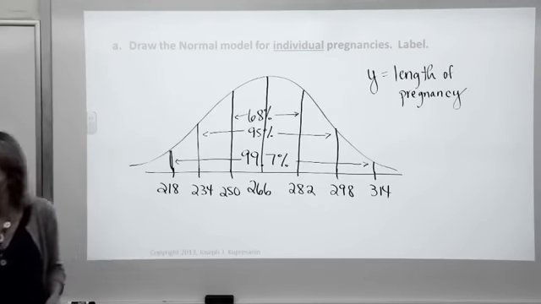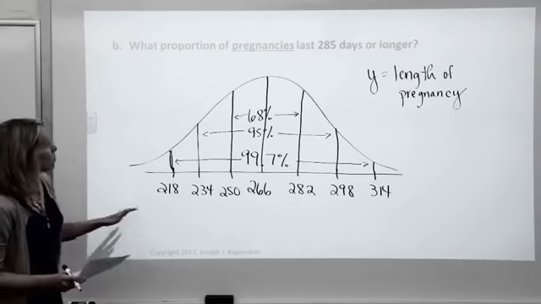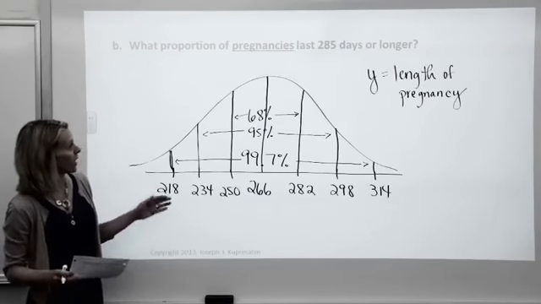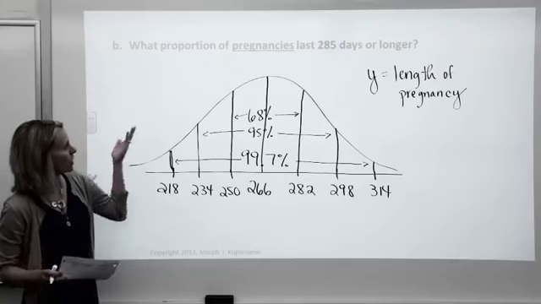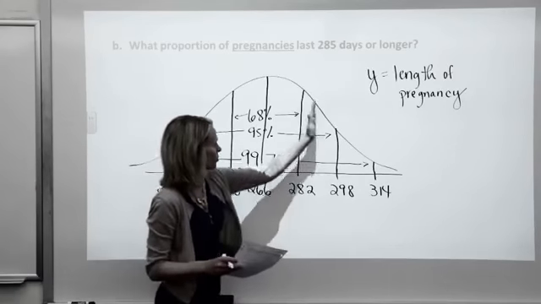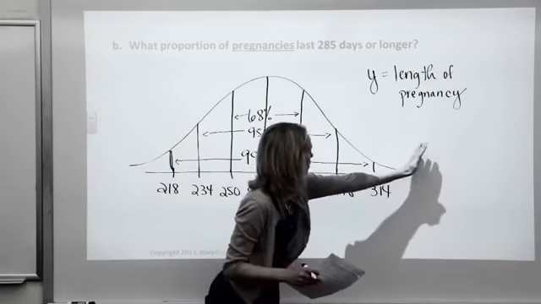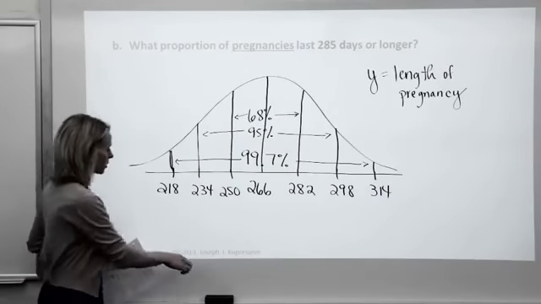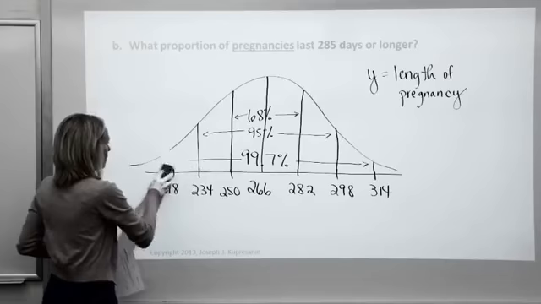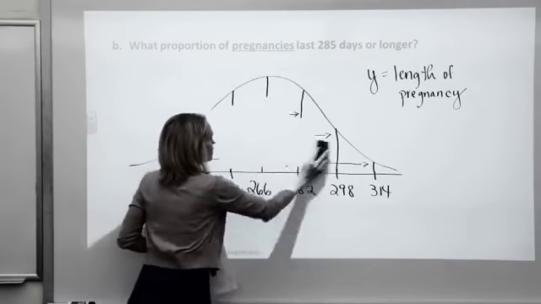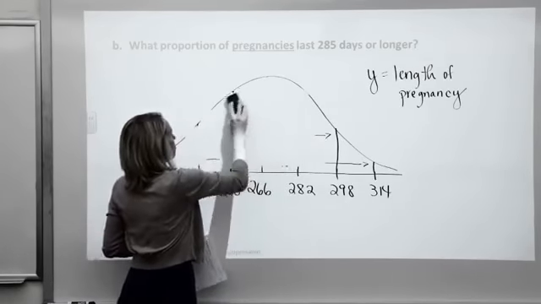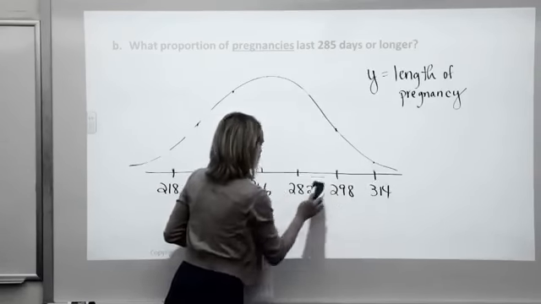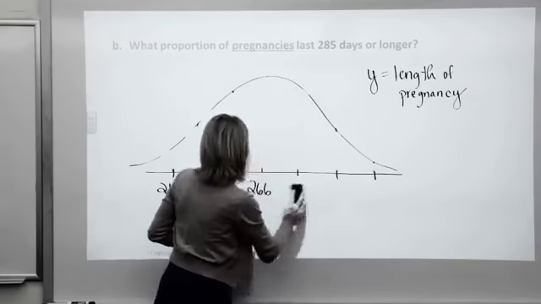All right, let's look at B. What proportion of pregnancies last longer than 285 days, or 285 days or longer? You can sort of see where that will be here. So I think I'll leave this picture. I'll just clean up the numbers a little bit, make it a little less busy here. So again, this is an old problem. You could have done this weeks ago, so this is a good review. Make sure you still know how to do this.